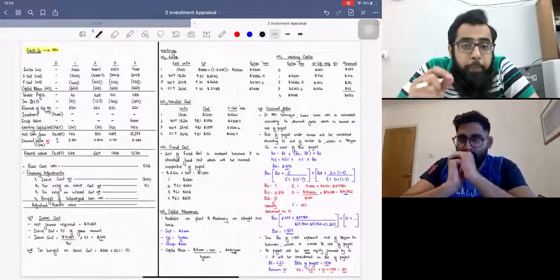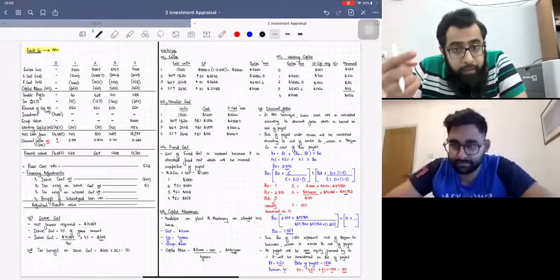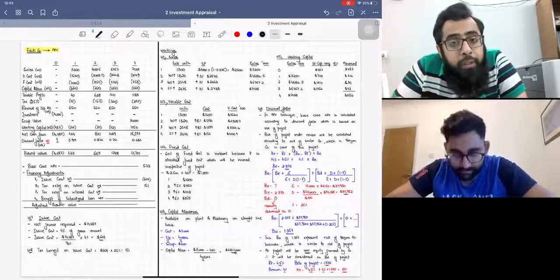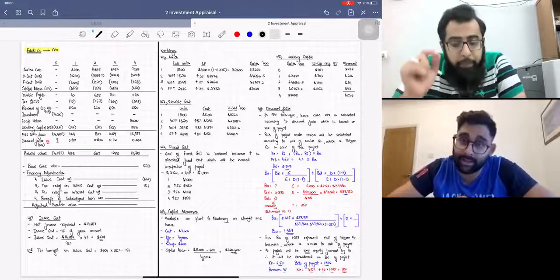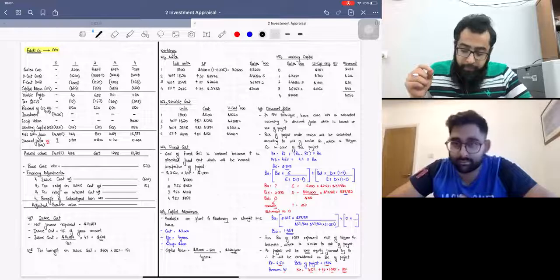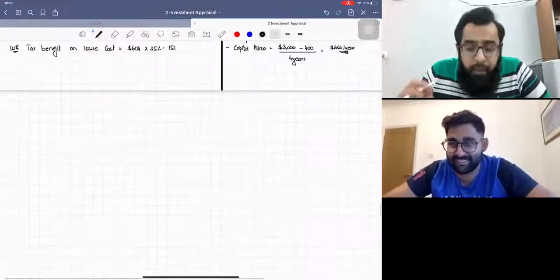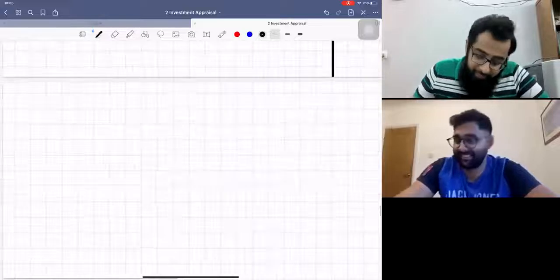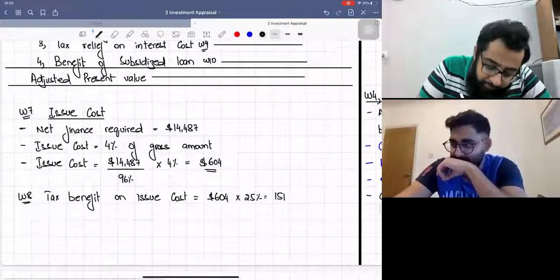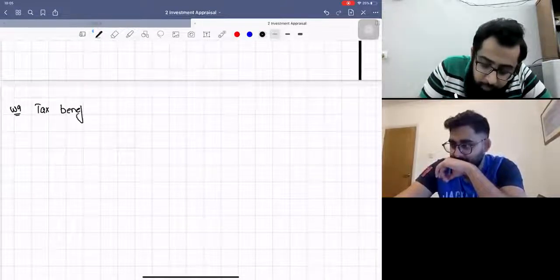Because due to the project, the company will be able to raise debt. On that debt interest, the company will get the tax benefit. Now that should be given to the project. Here you need to learn something. Working 9: tax benefit on interest cost.